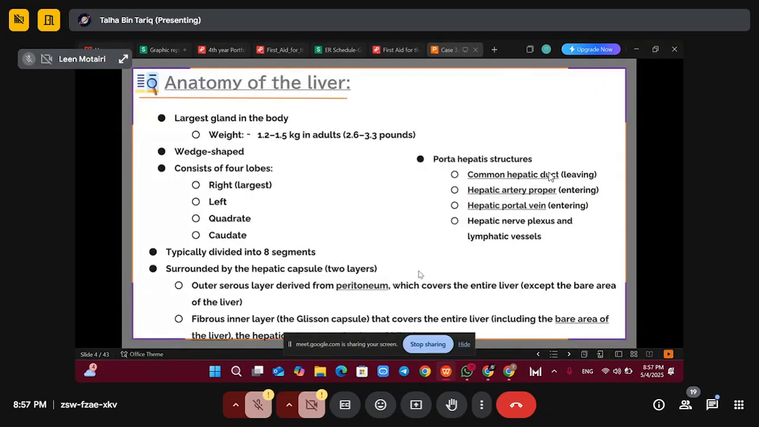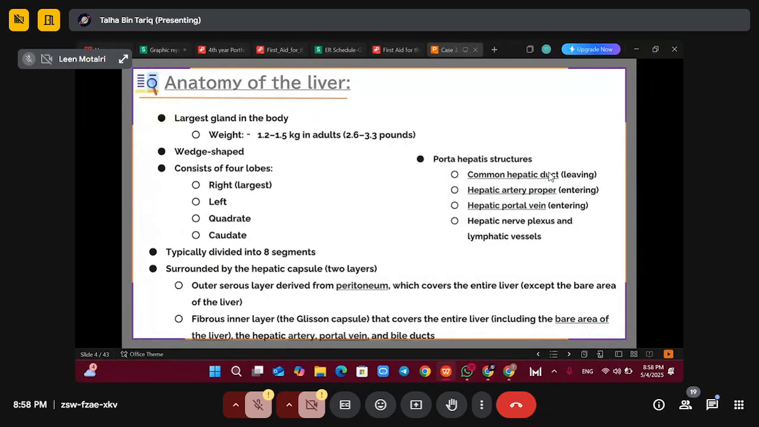Okay, so let's start first with the anatomy of the liver. As we all know, the liver is the largest gland in the body, right? It approximately weighs 1.2 to 1.5 kilograms in adults. It's wedge-shaped and it has 4 lobes, the right, the left, and the quadrate and the caudate lobe. Out of them, the right is the largest one. Typically it also has other divisions, the Couinaud segments, and it's usually divided into 8 segments, which we will discuss in the upcoming slides.